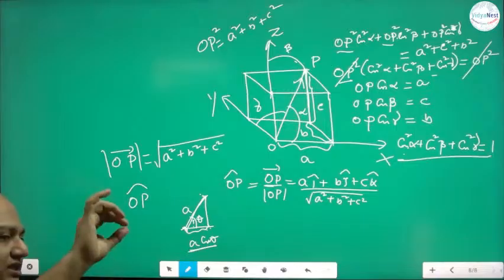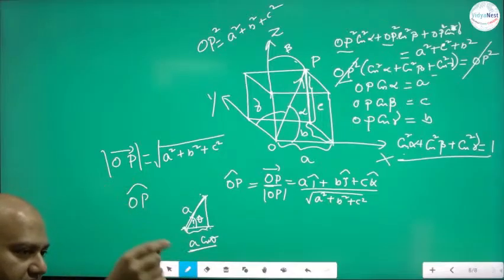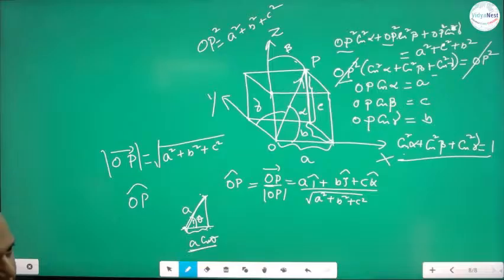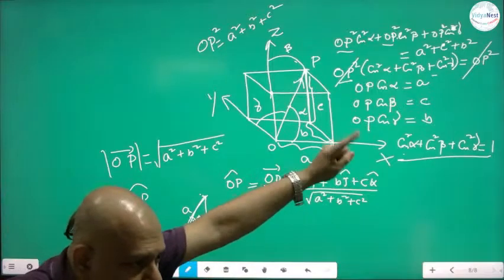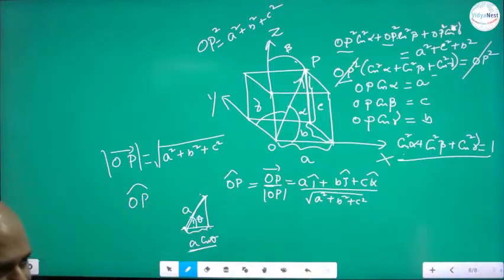That means the summation of the squares of the direction cosines is equal to 1. Summation means addition of the squares of the cosines is equal to 1. Cos square alpha plus cos square beta plus cos square gamma is equal to 1. Clear? No problem. Very good. So up to this point, this vector concept is clear. I think so. Okay.